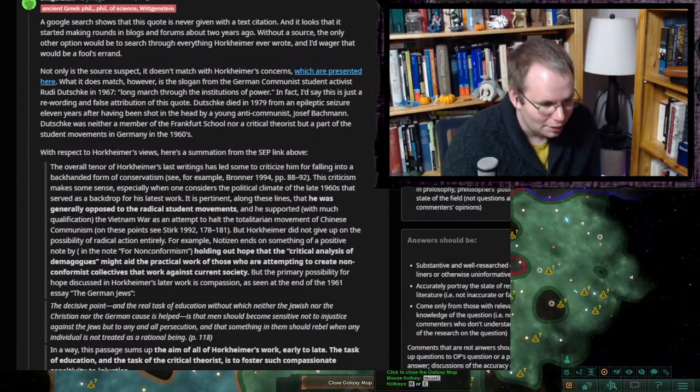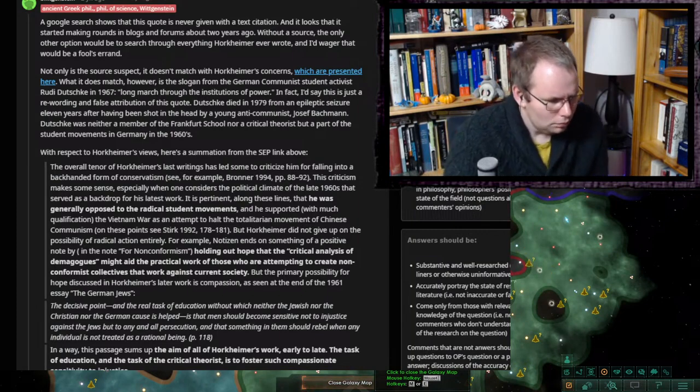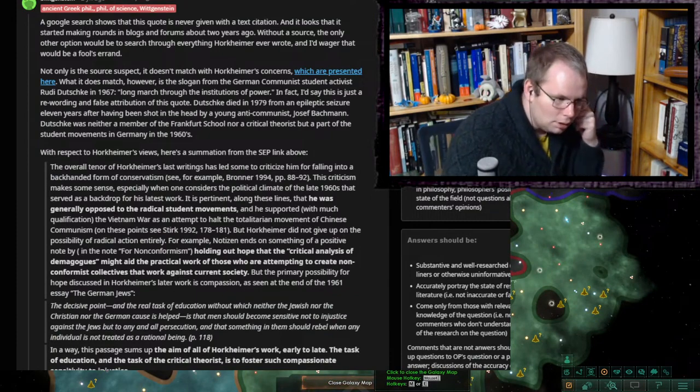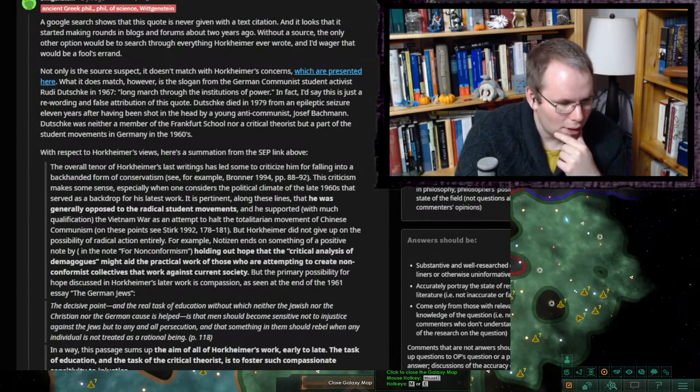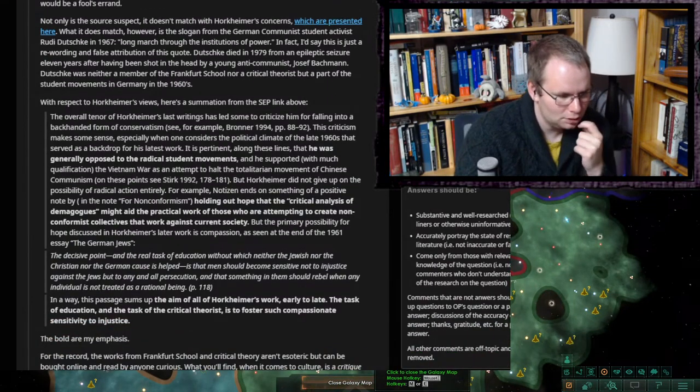Dutschke died in 1979 from an epileptic seizure, which I think is actually also when Horkheimer died, after having been shot in the head by a young anti-communist, Josef Bachmann. Dutschke was neither a member of the Frankfurt School nor a critical theorist, but a part of the student movement in Germany in the 1960s.